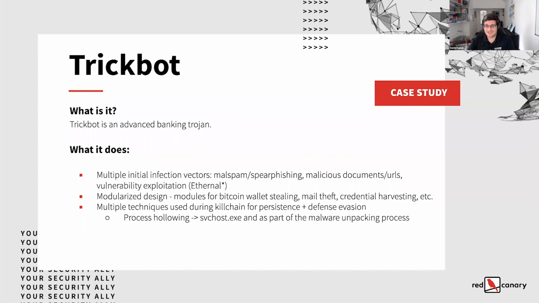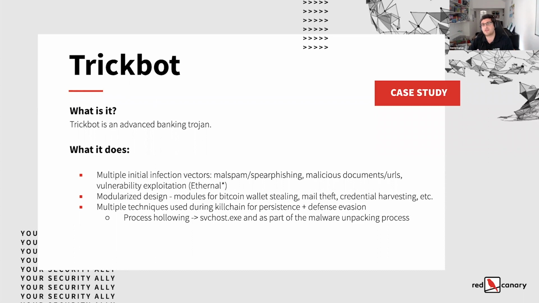Okay, Trickbot, let's take a look at that. So very briefly, it's a banking Trojan, a pretty sophisticated Trojan. It has multiple infection vectors: mail spam campaigns, spear phishing, malicious documents, exploitation of internal SMB vulnerabilities, the gamut. They're happy to use whatever they can to get on the network. They have a modularized design, with modules for stealing Bitcoin wallets, credential theft, mail heists, and pretty much anything around that. So it's something that's extensible, and in fact, we see different modules being developed all the time as this progresses.